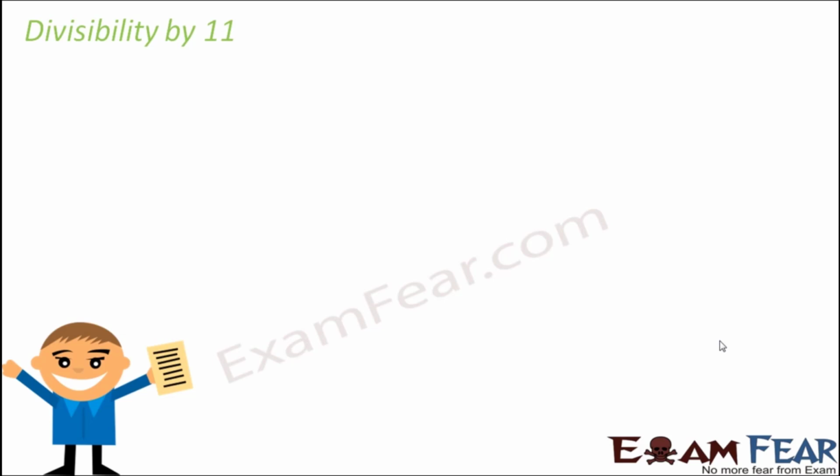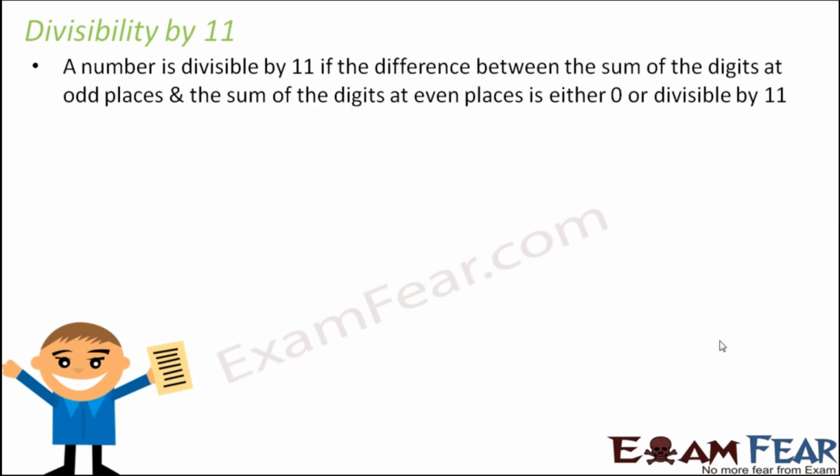Let us now look at the divisibility by 11. How do we know that a number is divisible by 11? A number is divisible by 11 if the difference between the sum of the digits at odd places and the sum of the digits at even places is either 0 or divisible by 11. So this is again a little complicated rule, like how we did it in case of the divisibility by 7. But anyways, we will understand this as well.